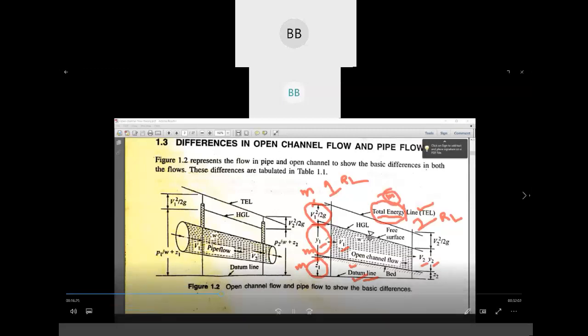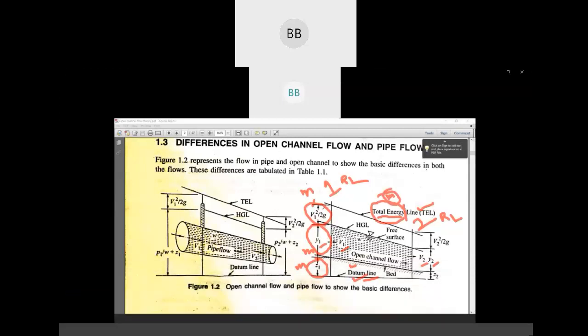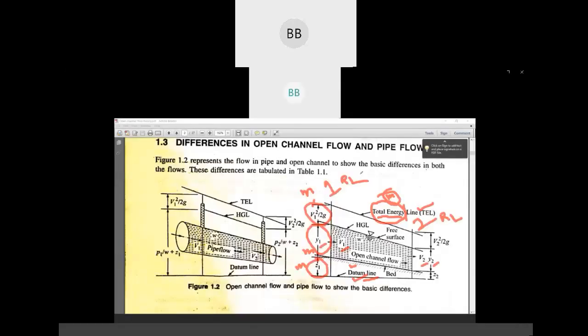The specific energy you are going to calculate, the unit of that specific energy, though we termed it as energy, we are getting in meter. Suppose 10 meter of water, the total energy of that particular section is 10 meter of water.